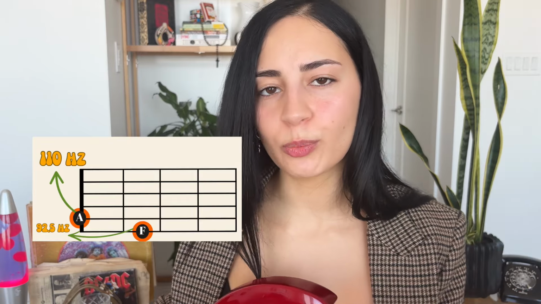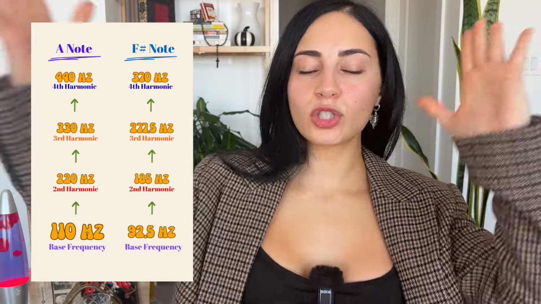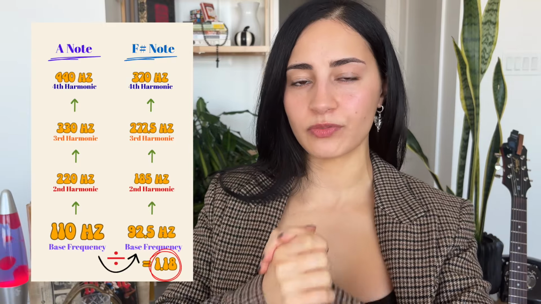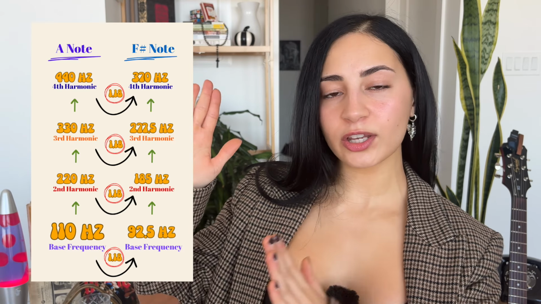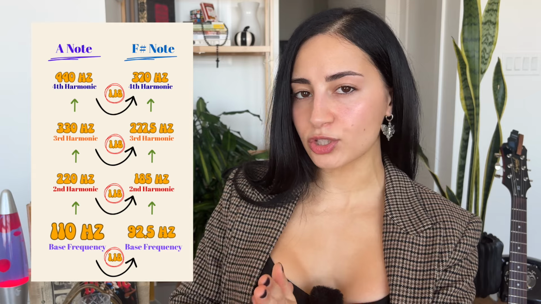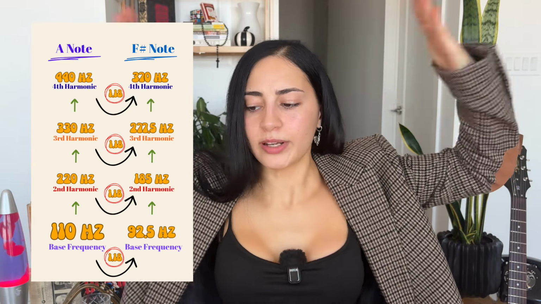Which has a hertz of 92.5. And that F sharp note is the major sixth to the A note. And so now we need to see the vibration ratio between the two notes. So we will divide 110 by 92.5 and we get 1.18. So all the harmonic series in the A note are vibrating 1.18 times faster than all the harmonic series in the F sharp note. So now, 1.18, what does that mean?